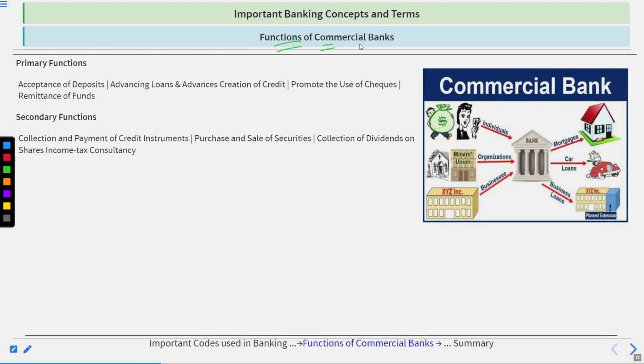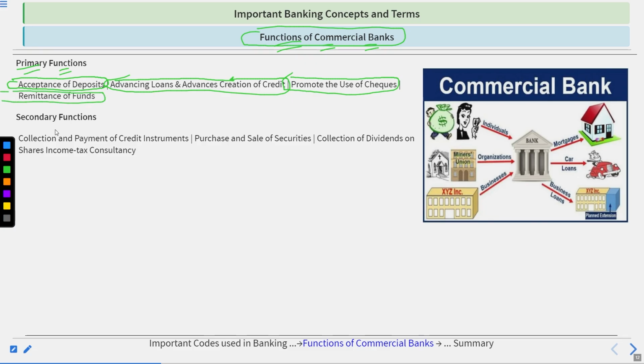Now, what are the functions of the commercial banks? First is the primary function: acceptance of deposits, advancing loans and advances, creation of credit, promoting the use of checks, and remittance of funds.